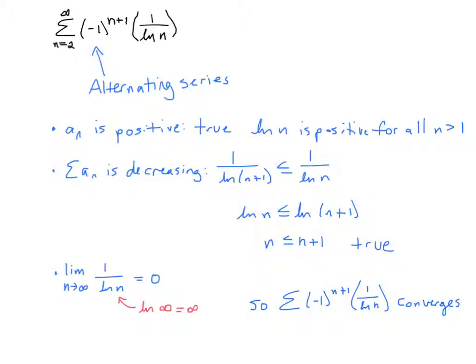Or you could raise each side up into a power, with e being the base, so that e and natural log cancel out, and then we get n is less than or equal to n plus 1, which is true for every n. So our first 2 conditions are true, and then for our last one, we just have to see that the limit as n goes to infinity of 1 over natural log of n is equal to 0. Natural log of infinity is infinity, so we have 1 over infinity, which is equal to 0. So that means that all 3 of these are true, and our series converges.